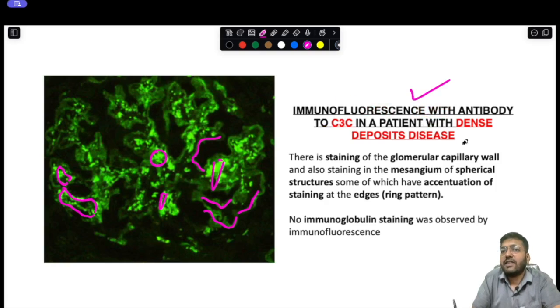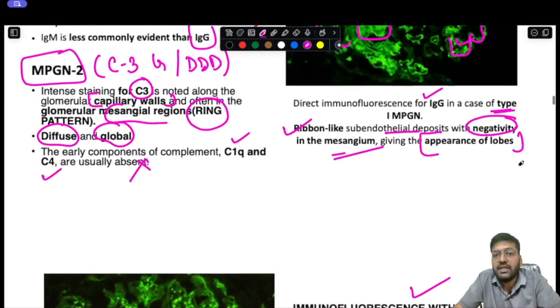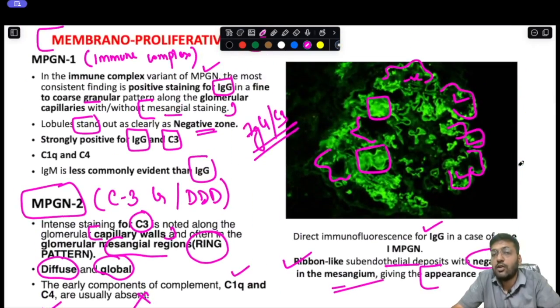So, immunofluorescence with antibody to complement 3 in a patient with dense deposit disease. There is staining of the glomerular capillary wall and also staining in the mesangium of spherical structures, some of which have accentuation of staining at the edges. So they form a ring pattern. No immunoglobulin staining was observed by immunofluorescence. So only the complement was positive, okay, in case of your MPGN type 2 or C3 glomerulopathy.